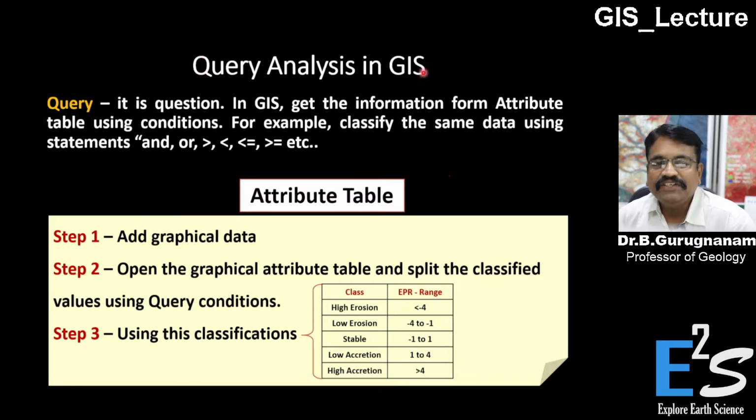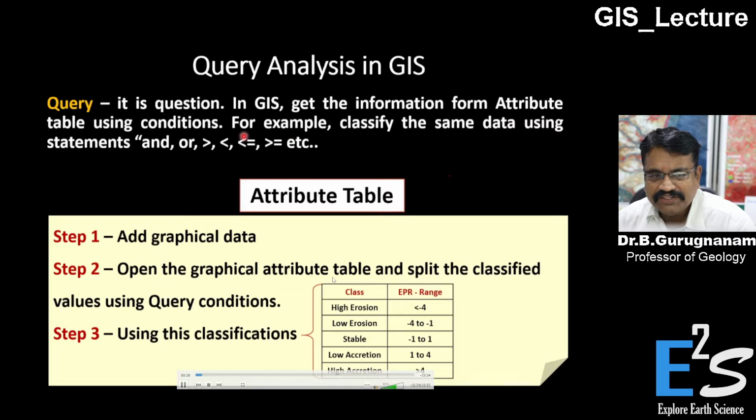In GIS, it is a way to get information from the attribute table. That's what I said: a query is a question. It is a question in GIS to get the information from the attribute table using conditions. Now I'm going to explain the different conditions. For example, you classify the data using a statement, and the statement may use less than, more than, less than or equal to, or more than or equal to, and so on. It's all mathematical expressions.